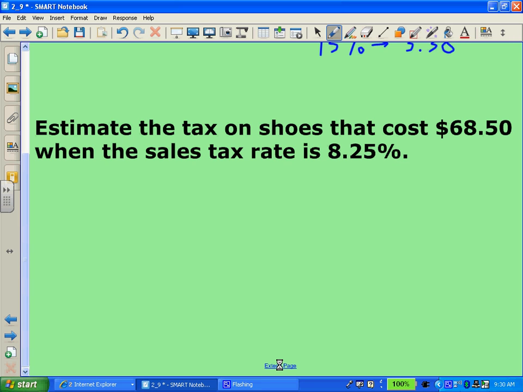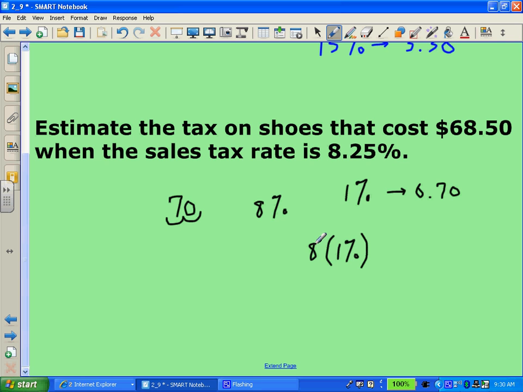Alright, estimate the sales tax on shoes that cost $68.50 when the sales tax rate is 8.25%. Here, I'm going to round $68.50 up to $70. Okay, it's pretty close, and again, I'm just estimating. And I'm going to make 8.25% just 8%. Alright? So what I can do here is let's find out what 1% of 70 is. Well, according to our rule, I move it 2 spots. So 1% is 70 cents.